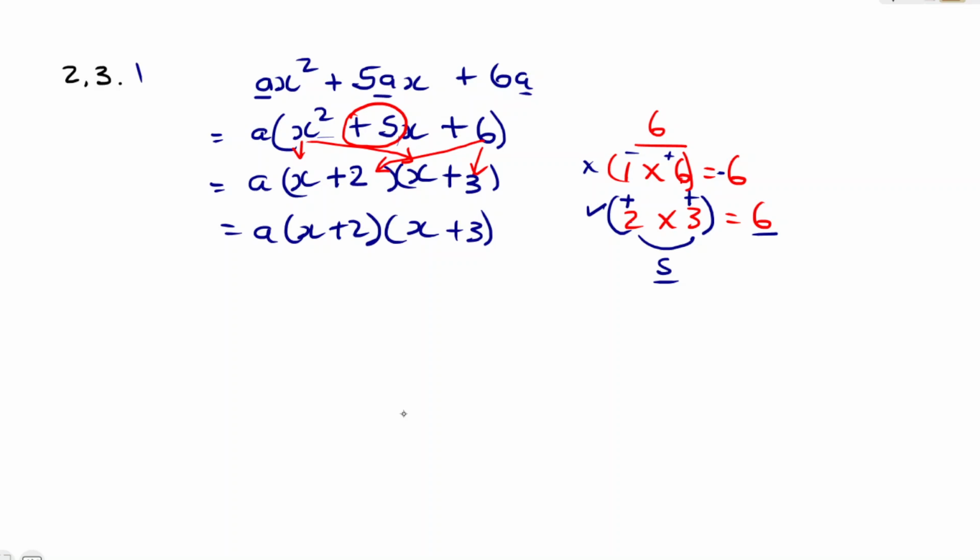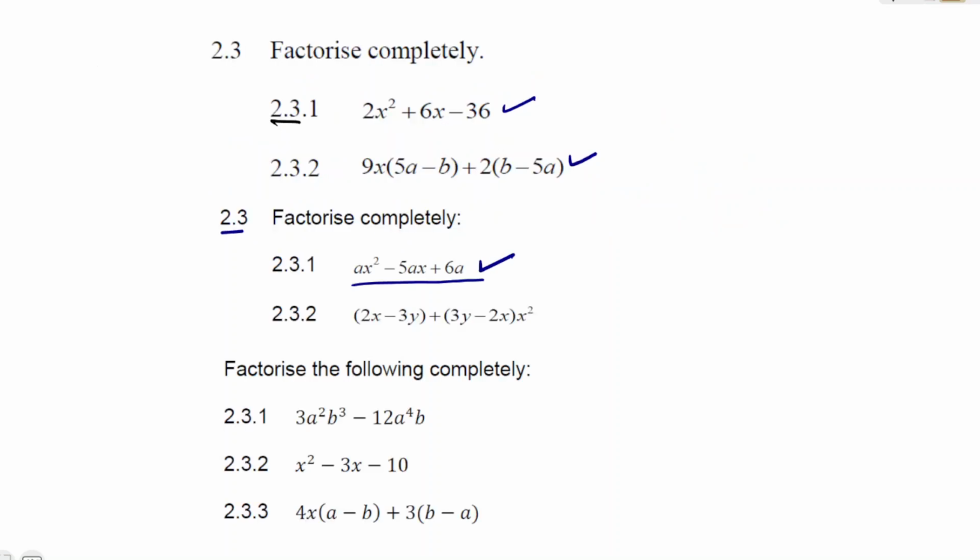Now I'm going to the fourth problem for our factorization. You can check your answer and compare it with my answer and see if you factorize it completely and correctly. Now this is the fourth one. The fourth problem is given 2.3.2. So we are done with that one. Now we are doing this one: 2x minus 3y plus 3y minus 2x times x squared. Pause the video, factorize this one, and then you will compare your answer with my answer after I've done factorizing the fourth one.